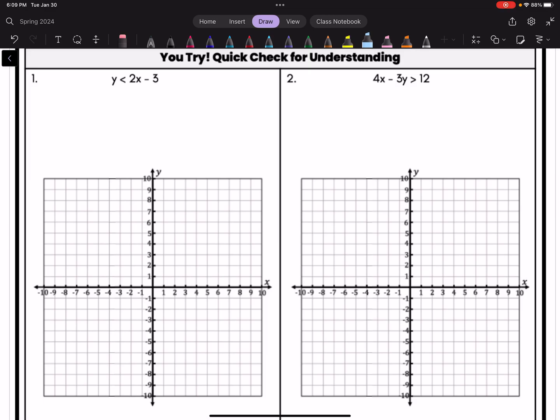So I want you to go ahead and try the U-try problems. You're going to do number 1 and number 2. Once you have those finished, I want you to check with the answer key that's posted on Google Classroom to look at how your solutions match the answer key. Okay. On number 2, if you get stuck on this one, make sure that you put this into slope-intercept form before you go and try to graph this.